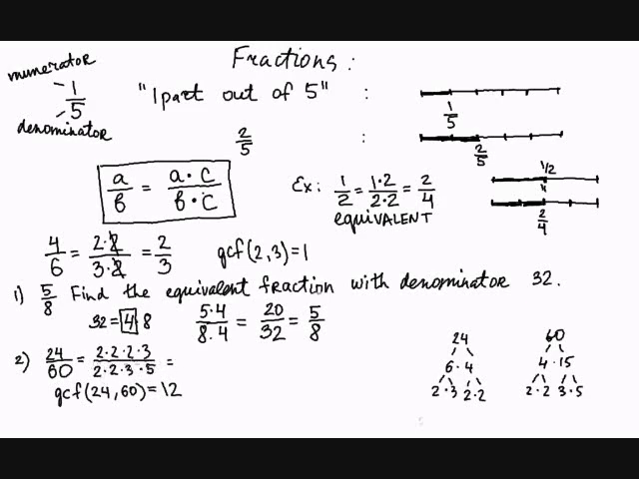Now we clearly see what they have in common. They have 2 in common, they have another factor 2, and they have a factor 3 in common. Just notice that altogether 2 times 2 times 3 is equal to the greatest common factor, which is 12. And what's left is 2/5. And again, 2/5 is an equivalent fraction to 24/60. 2/5 is also written in lowest terms because the greatest common factor of 2 and 5 is equal to 1.